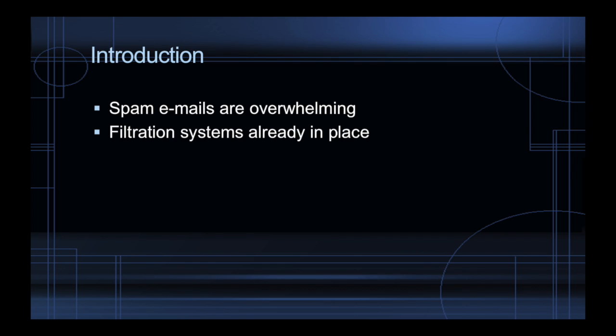We researched and found that two commonly used filtration systems are Naive Bayes and Support Vector Machine. We researched these two systems further to better understand email classification. Many different methods have been used to classify spam in the past. In our literature review, we looked at two main methods.